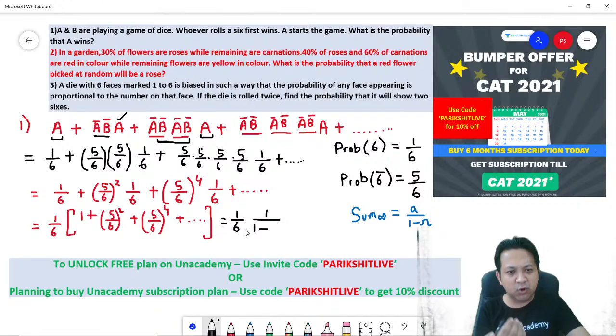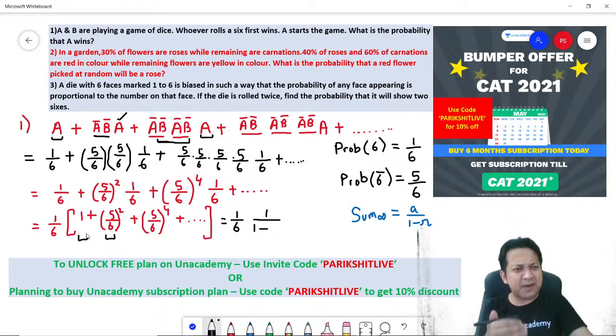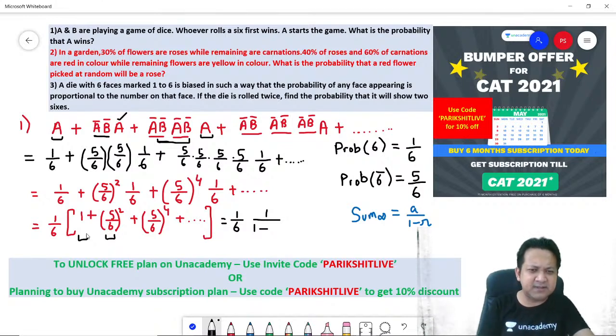What is the common ratio? How do you determine the common ratio? Second term divided by the first term, or the third term divided by the second term, right? It will get you the same answer. So how much are you getting? 5 by 6 whole square. Please do the maths. Please do the calculations. 1 by 6, so 6 square, 36 will go up. 36 minus 25 is 11. So the answer is 6 by 11.